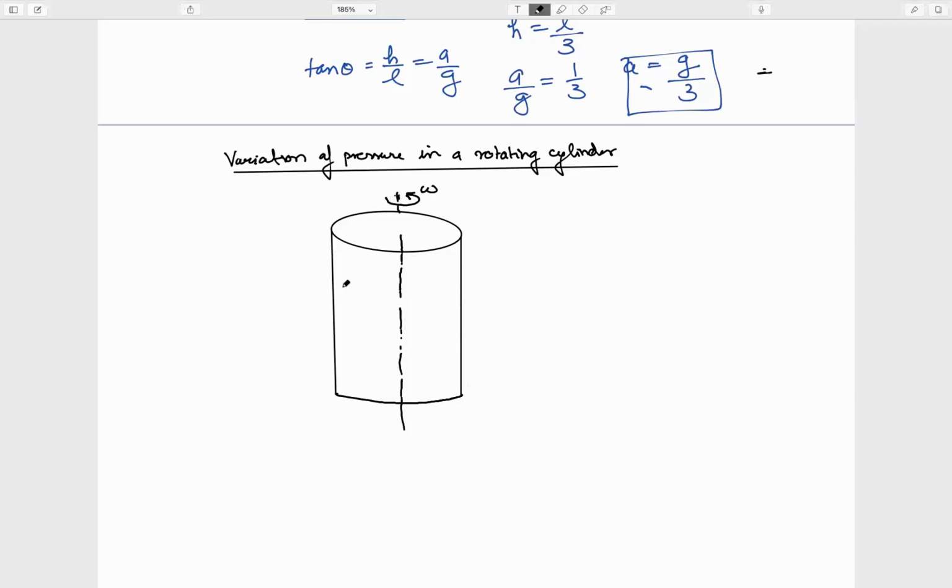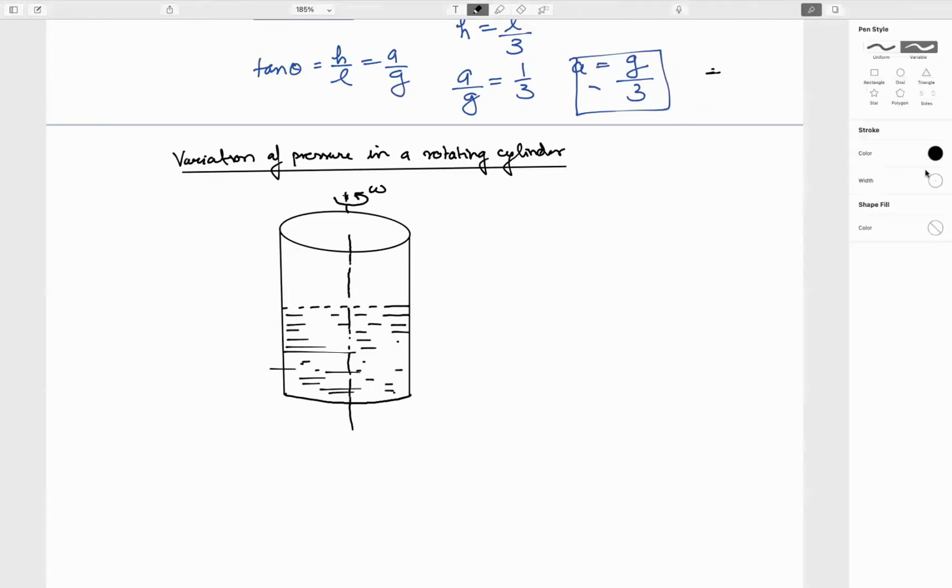What will happen is, if there is a fluid like this at t equals 0, then due to the rotation it comes like this. If this is the radius R, there is a depression at the center due to this rotation and force balance. So let's balance the force. The shape of the interface will become like this.